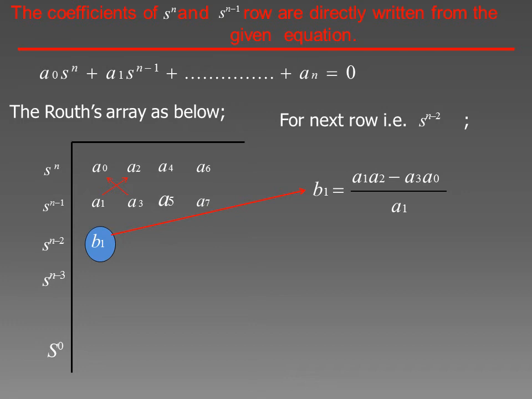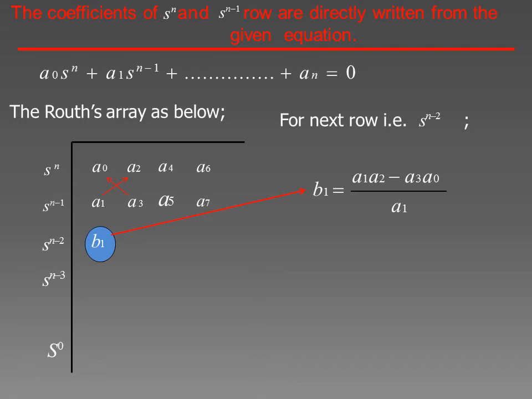Okay. So once you have written the powers, then you have to write down the coefficients to form the array. See, for example, if the equation has terms like s raised to 6, s raised to 5, s raised to 4, s raised to 3, s raised to 2, s raised to 1 and s raised to 0, then you will write at the left side all the s powers, that is s raised to 6, s raised to 5, s raised to 4, s raised to 3, s raised to 2, s raised to 1 and s raised to 0, like this.